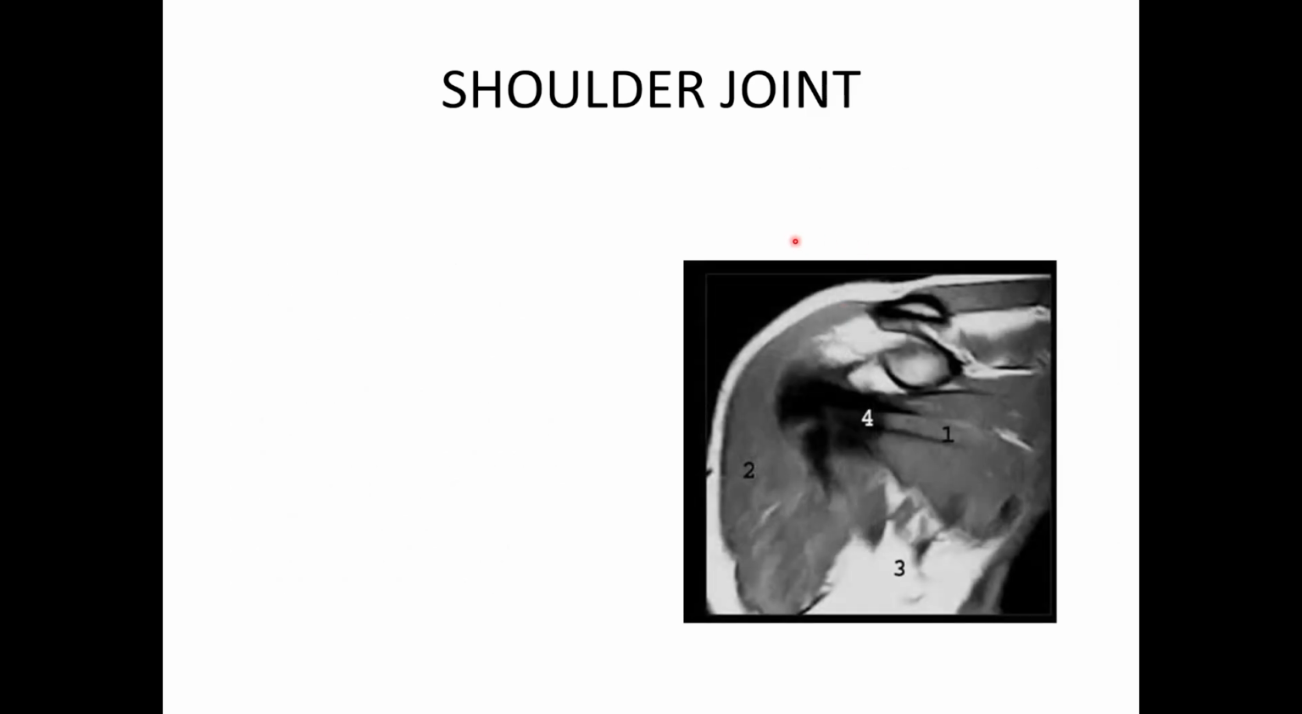Here the modality is MRI of the shoulder joint and it's an oblique coronal view. 1 we have the subscapularis, 2 we have the deltoid muscle, 3 we have an axillary fat, and 4 we have the tendon of the subscapularis muscle.